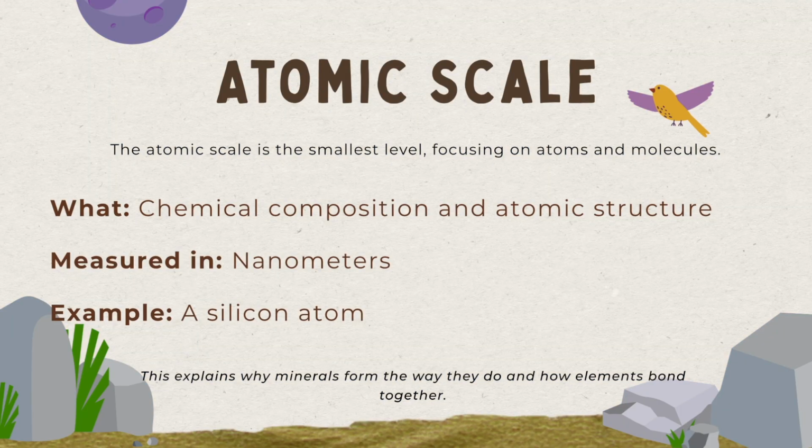The atomic scale is the smallest level, which focuses on atoms and molecules. So what is this? Chemical composition and atomic structure. This would be measured in nanometers. An example of this would be a silicon atom. This explains why minerals form the way they do and how elements bond together, and how strong they are or how weak they are.